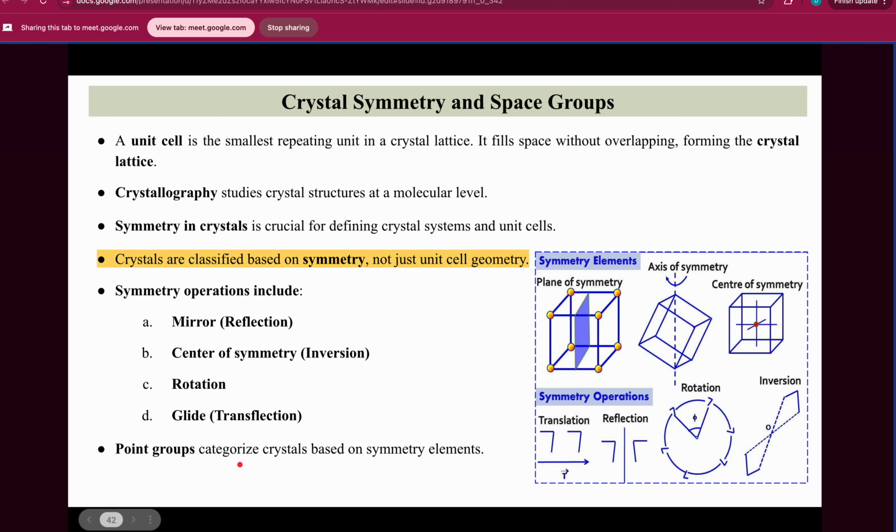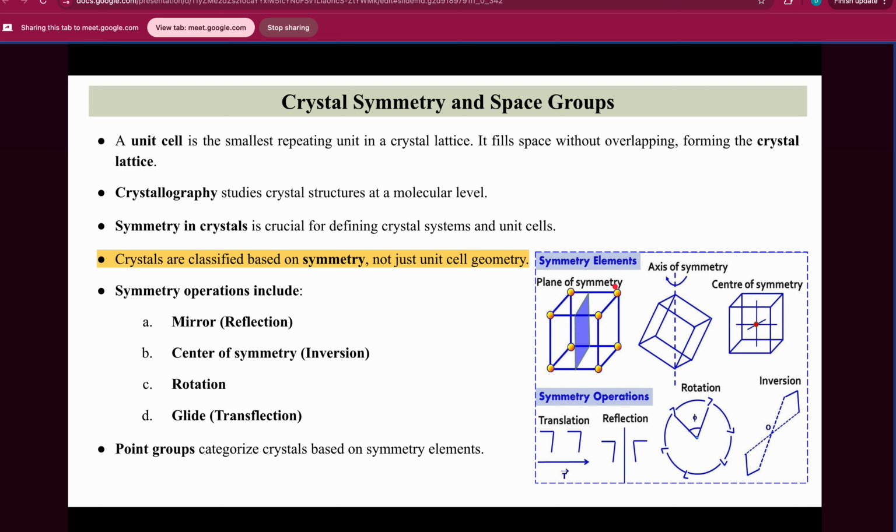And then come point groups. Point groups are the groups which categorize the crystals based on symmetrical elements. In a later slide, we will also see how many point groups are possible. From 14 Bravais lattices, we will see how many point groups can possibly be produced depending on the symmetric operations. After performing each symmetric operation, the arrangement of the lattice can change. In that way, it will generate multiple point groups.